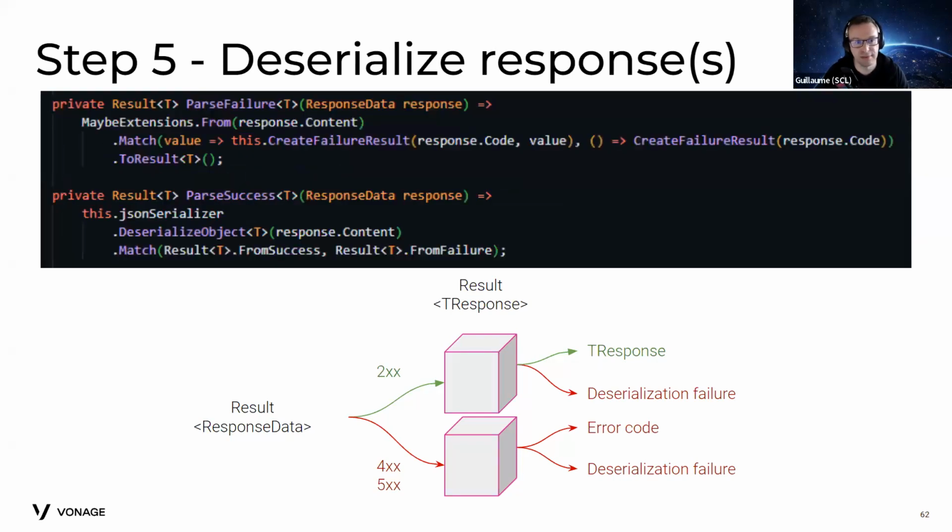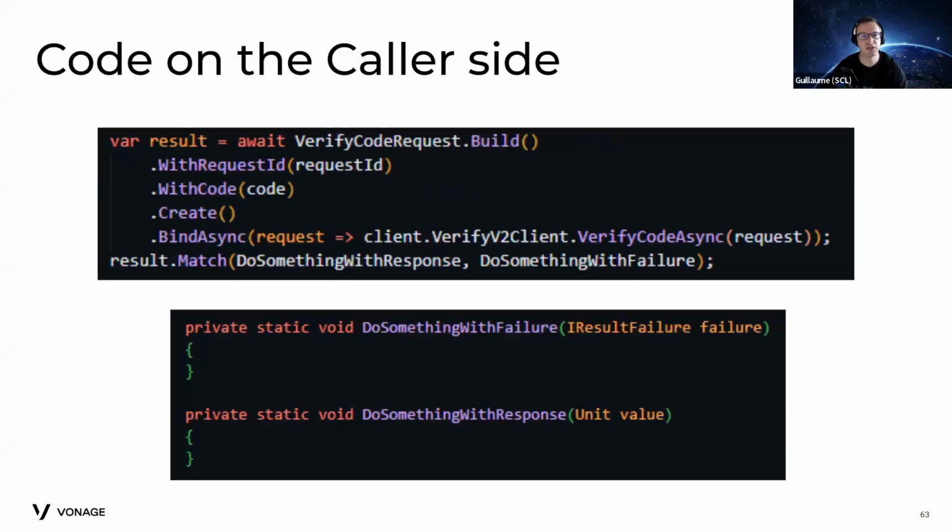But otherwise, it's pretty much it. And then I cover everything. So from the caller perspective, this is what's happening. You have the request, you bind it to a verify code method, and then you call match to evaluate the response and do something with it. It's as simple as that.